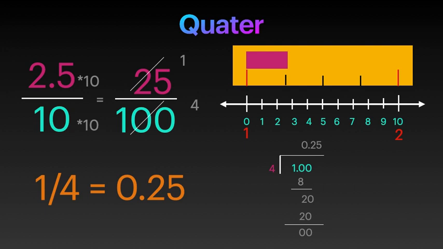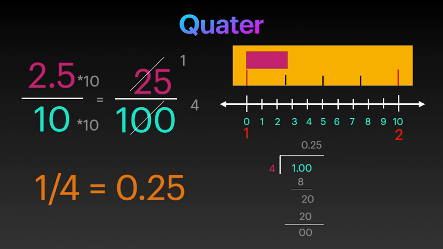Okay guys, we have finished consideration of denominator 10. Now we are paying attention to some other special occasions. Here we got a quarter. Here you can see the yellow strip above the number line has been divided into 4 equal parts. So 1 out of 4 we call a quarter.